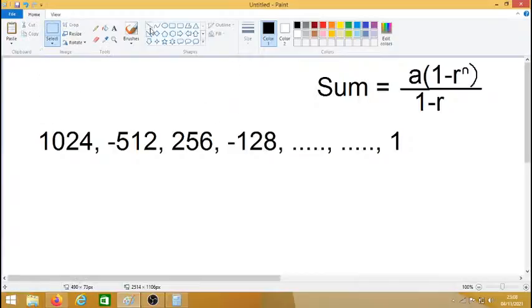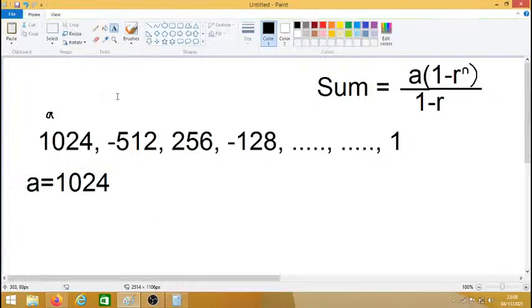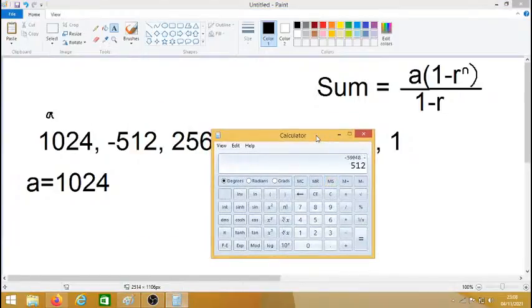So let's do the easy things first. We've got A is 1024, the first term. Let's work out what R is, the ratio. So it looks like if I take this number and divide it by the previous one, I'm going to get minus 0.5. Let's just double check that. So I've got minus 512. Let me just clear the screen. So minus 512 divided by 1024 is minus 0.5.